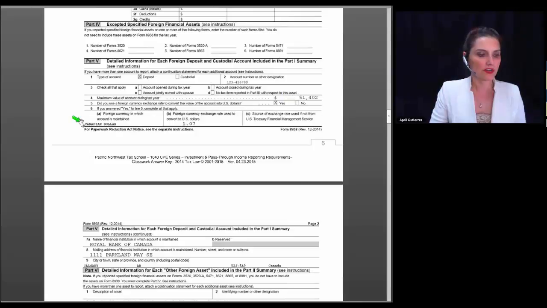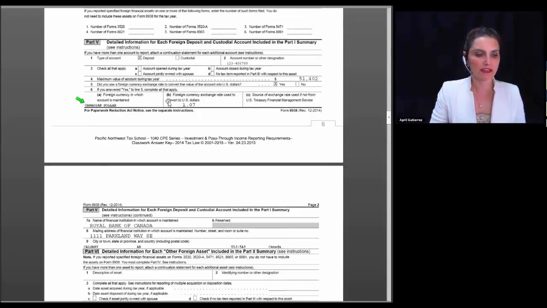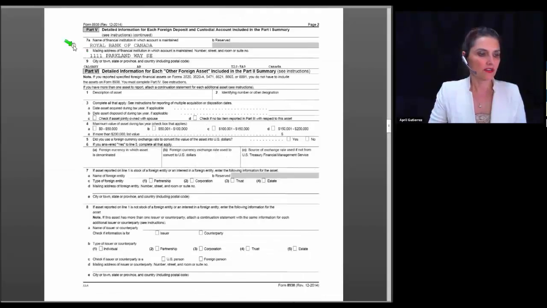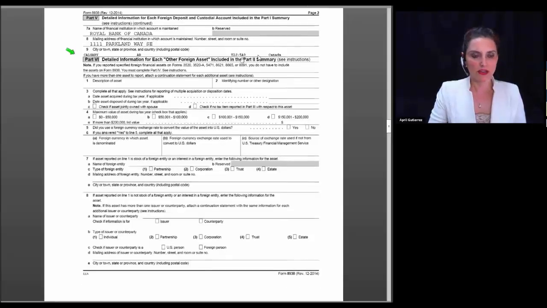We indicate the foreign currency in which that account is maintained and the foreign currency exchange rate used to convert to US dollars. We then move over to enter the address of the institution and the country as well. So you can see the zip code for Canada there.